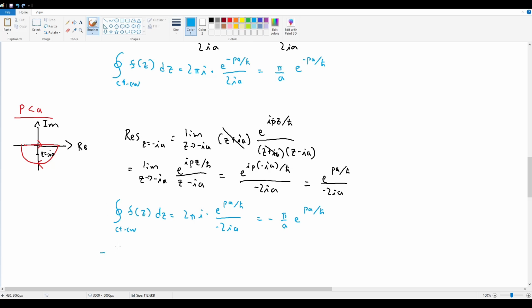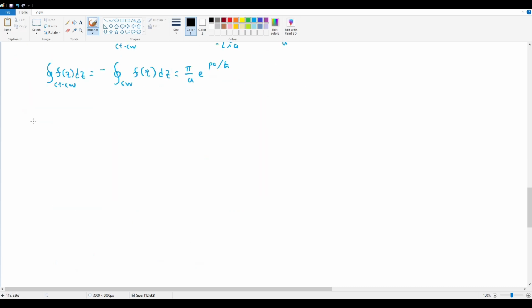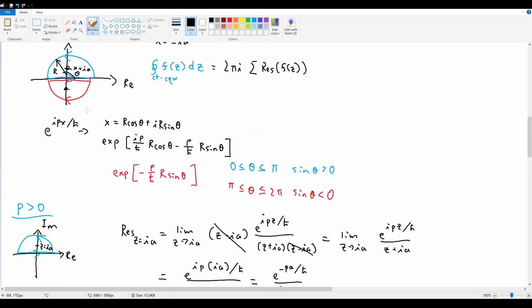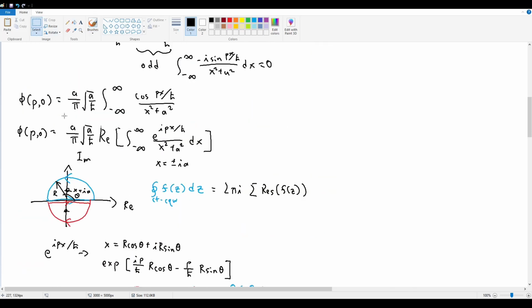So the negative of the clockwise integral of f of z is therefore going to equal pi over a e to the pa over h bar. And this is what equals the counterclockwise one. So to switch from counterclockwise to clockwise, we have to add a negative 1 at the front. So now we have basically our integral, because we've equated the integral now. This means that phi of p comma 0 has two scenarios. It is going to equal, and what was our term at the front again? Let me just copy that over.